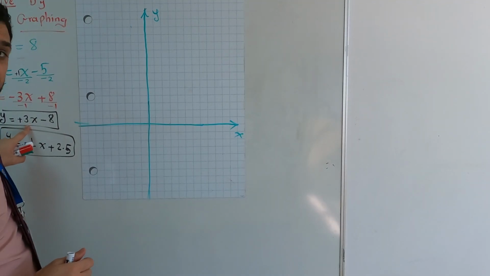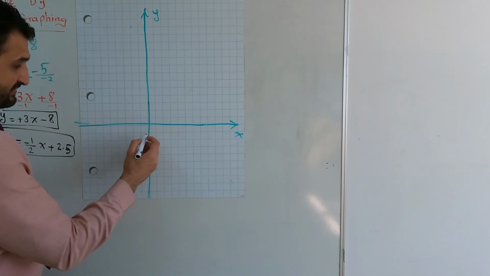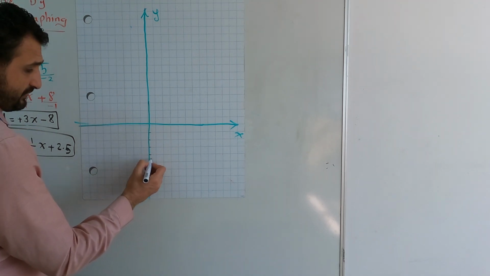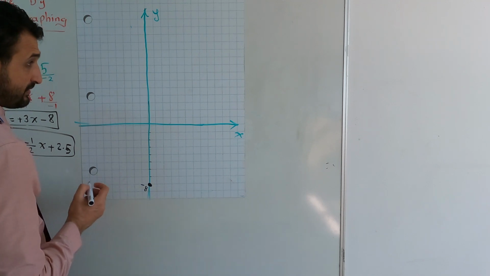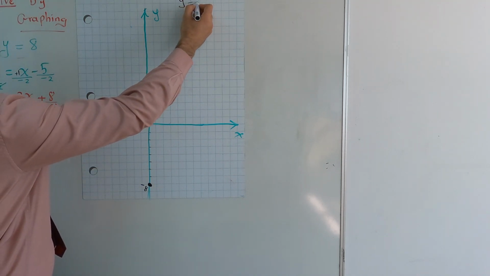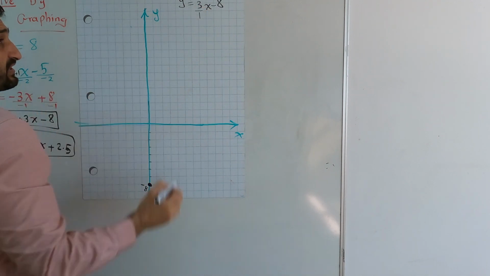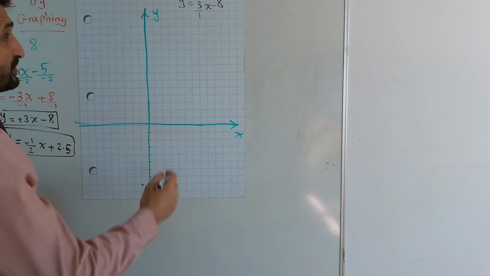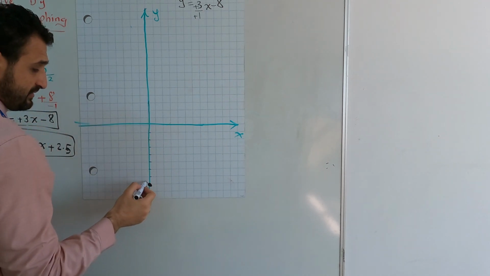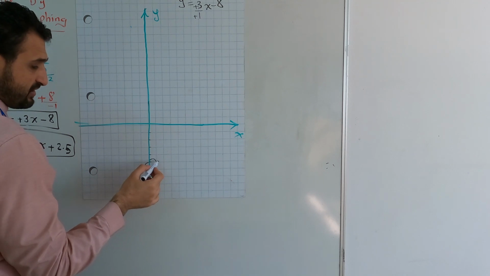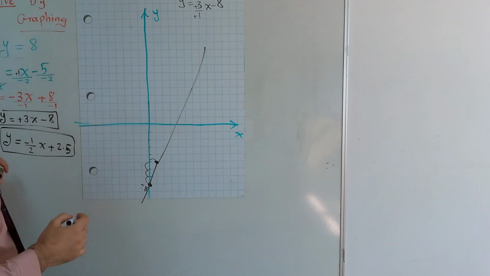The first equation is 3x minus 8. So first I will put the y-intercept, negative 8. 1, 2, 3, 4, 5, 6, 7, 8. So here, y equals 3x minus 8. Now the slope, 3. I will write it as a fraction, 3 over 1. So the rise is 3, the run is 1: 3 units up, 1 unit right. 1, 2, 3 up, and 1 right. So this is the first line.